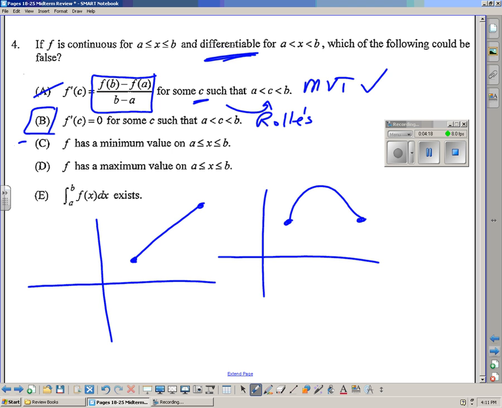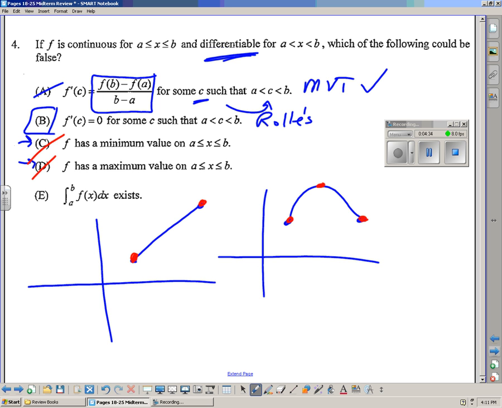Having a min or a max is a property of functions on closed intervals. So for example, this function has a min here, a max there. This function has a min here, a max there. All continuous functions on the closed interval have a min or a max.